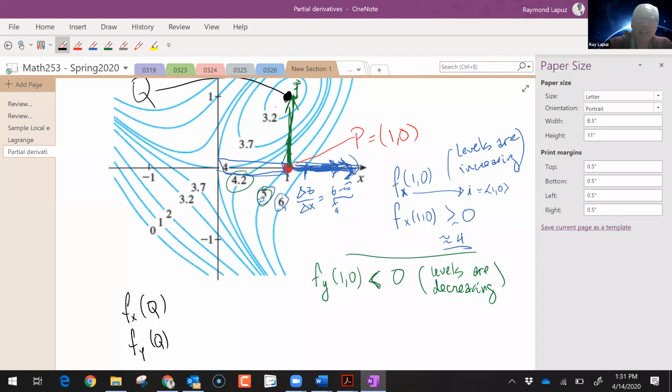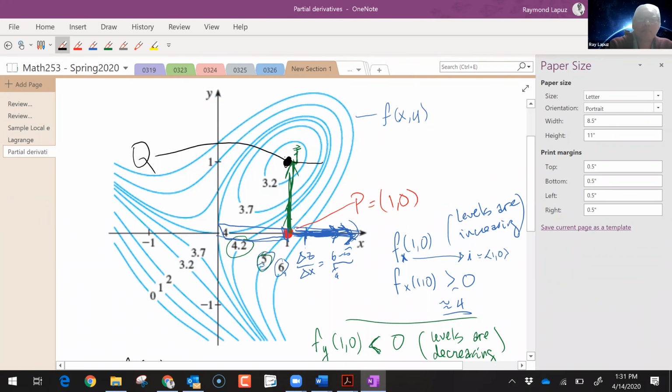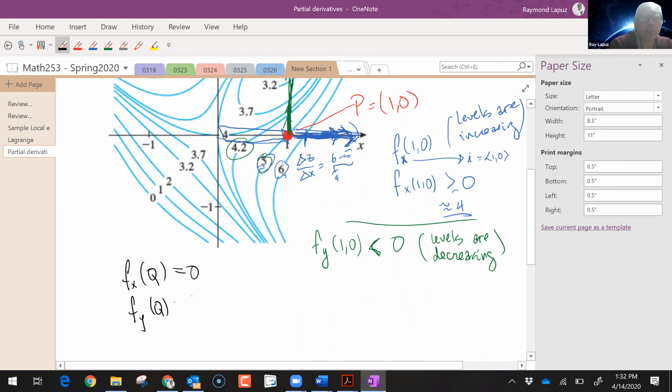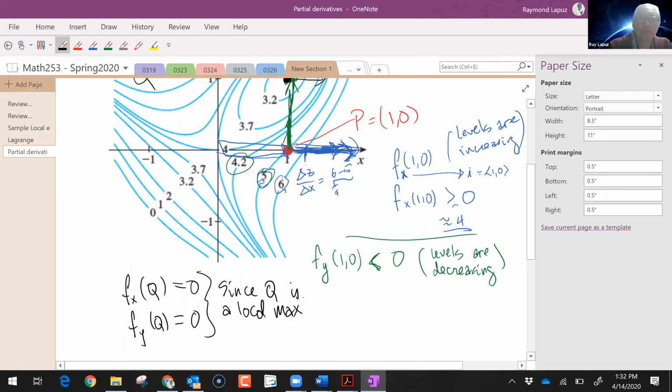So I know that if you take a step, it looks like you're eventually going to be going down. But what you have to see is, I'm looking for a bowl here, but this thing is happening at a maximum point, or if it was happening at a minimum point, that would be the same. So these would both have to be actually equal to 0, and they would actually be critical points. So since Q is a local max, in this case, it's a maximum.